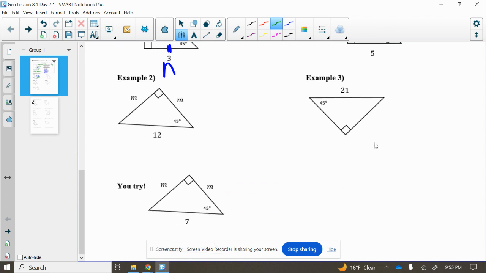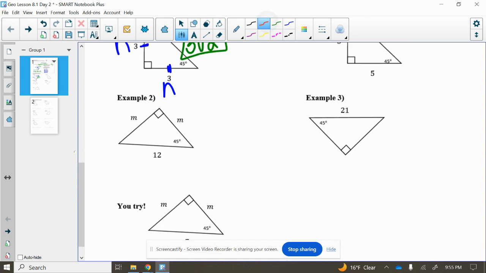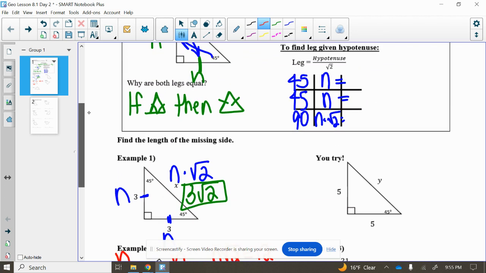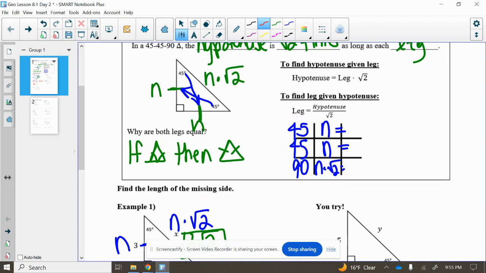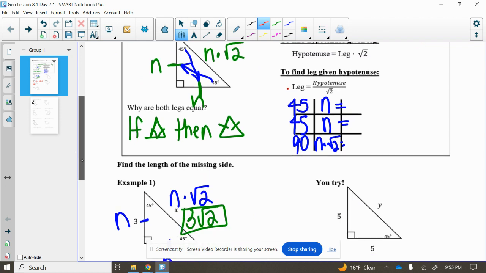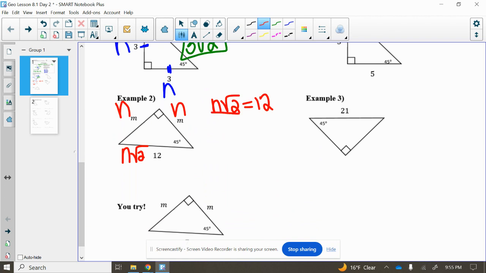Now down below, we are actually given the hypotenuse. We are given n times the square root of 2, right? And we're looking for just one of those legs. So it's almost like working backwards, where you could say, okay, n times the square root of 2 equals 12 right now. And I know if I have this hypotenuse, in order to find my leg, I would need to divide that hypotenuse by the square root of 2. So we divide that away.